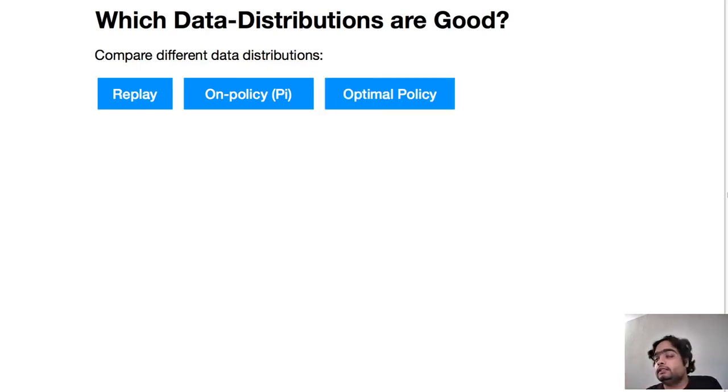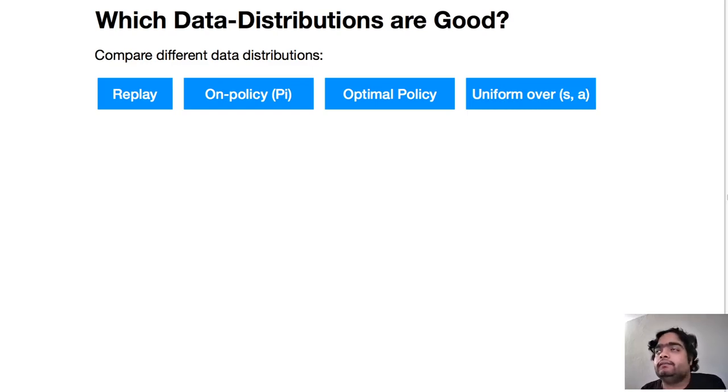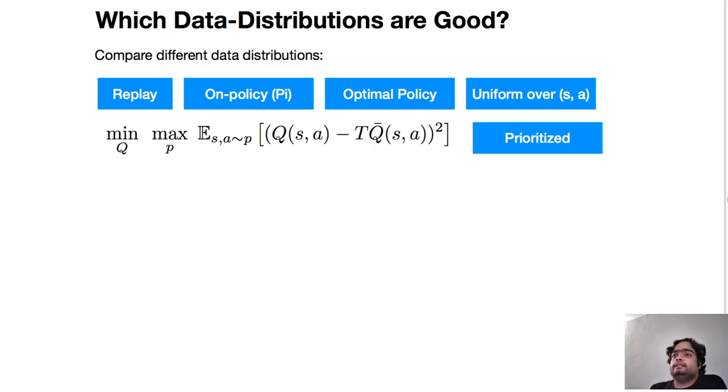The optimal policy, which is the data distribution coming from the states that are visited by the optimal policy in the environment. A uniform distribution over all states and actions, which is a distribution that maximizes the entropy on the last slide, as well as a prioritized distribution, which is a distribution over P(s,a) that puts the highest mass on those state-action pairs which have higher TD error values. So at a given iteration, if your TD error is high, you would put mass on those state-action pairs.